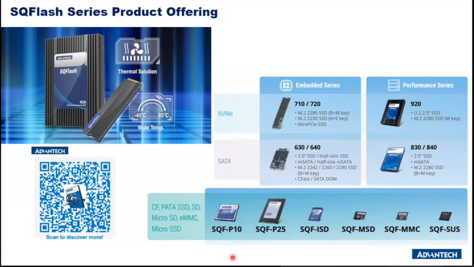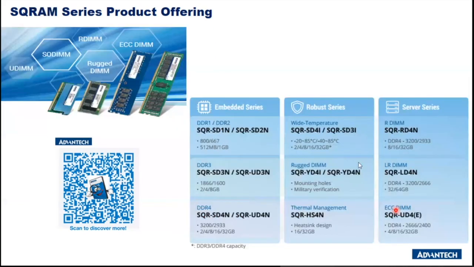Additionally, we also offer some other form factors like CFast, PATA, SD cards, micro SD cards, eMMC, and also the SUSI as well. This is the full range of product offering for our SQRAM, which is divided into 3 categories here: embedded series, ruggedized series, and server series.